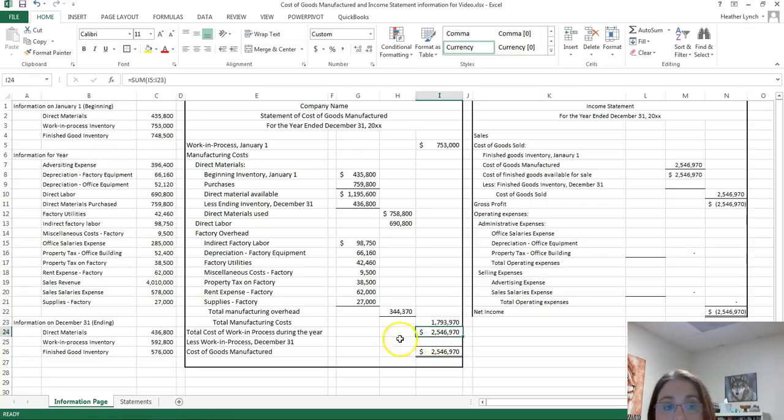Okay, our total cost of work in process during the year was our beginning work in process from January 1st added to our total manufacturing cost for the whole year.